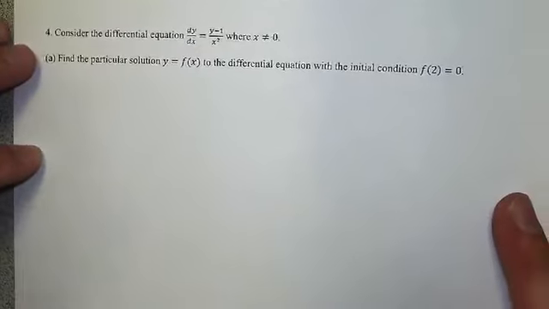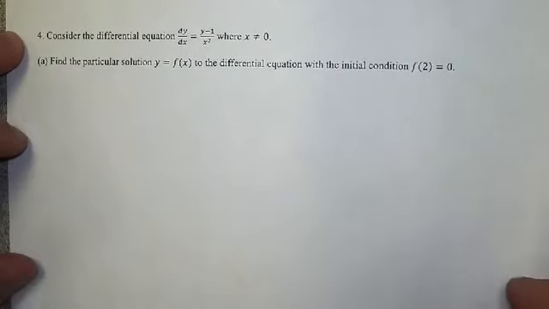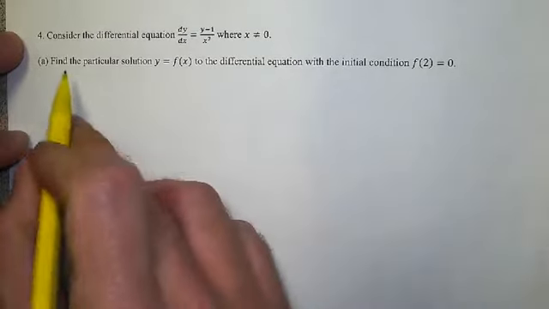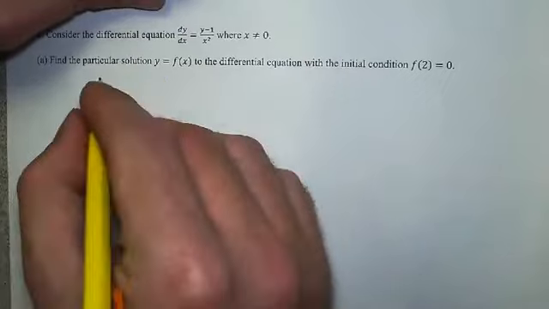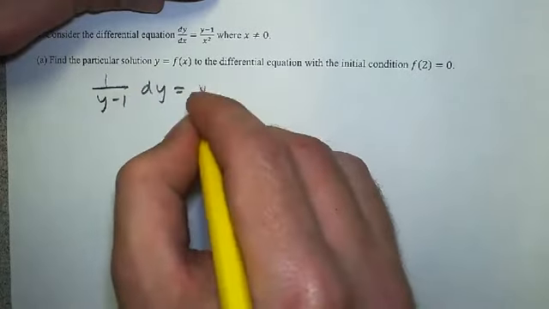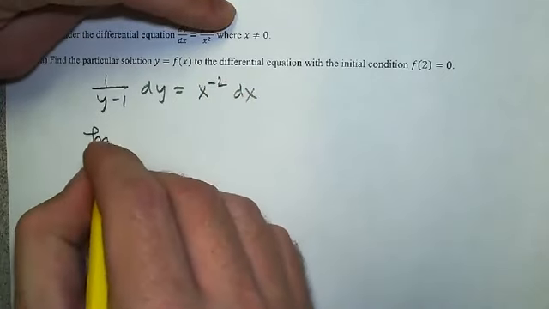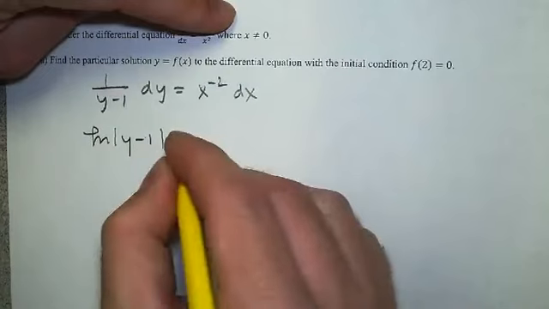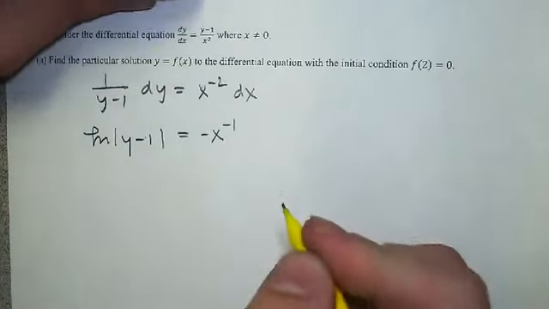Consider the differential equation dy/dx is y minus 1 over x squared, where x is non-zero. Okay, we're going to start by finding the particular solution. We know that means separation of variables. I'm going to say 1 over y minus 1 dy is x to the negative 2 dx. Okay, take the antiderivative of both sides. That's equal to negative x to the negative 1.